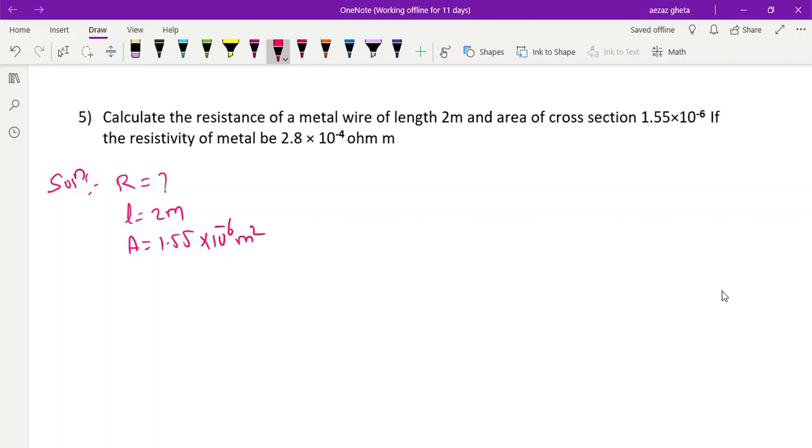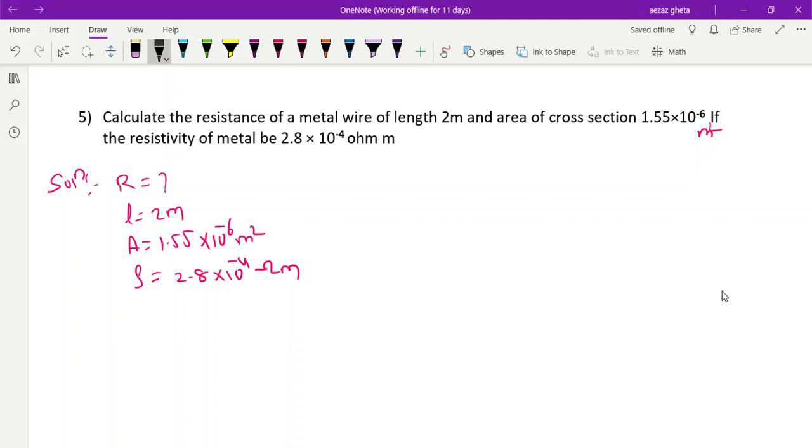Correct. Yes, it is meter square exactly. Resistivity is given, rho, 2.8 into 10 power minus 4 ohm meter. Okay, now we should find the resistance.